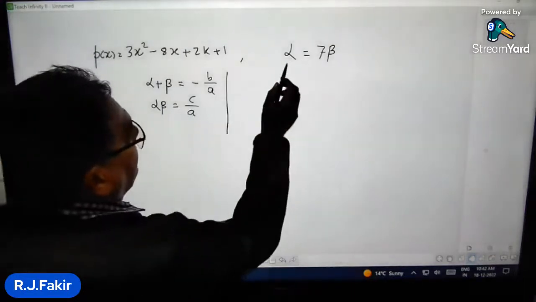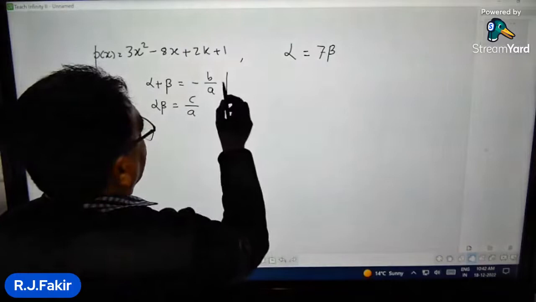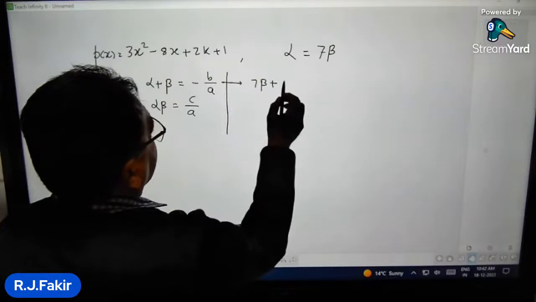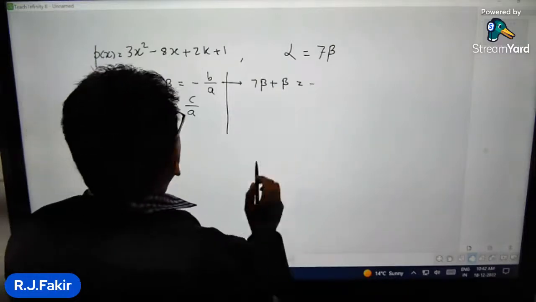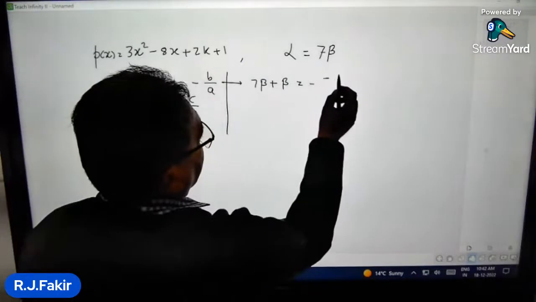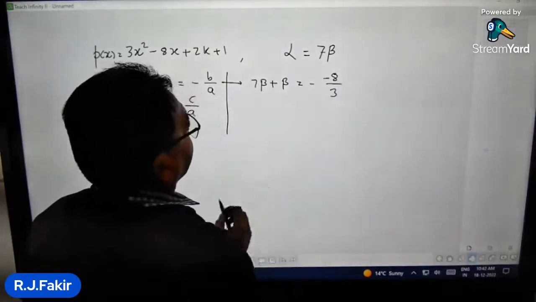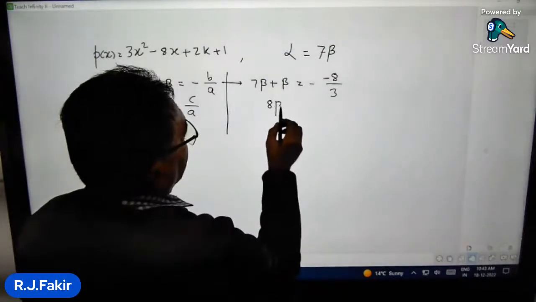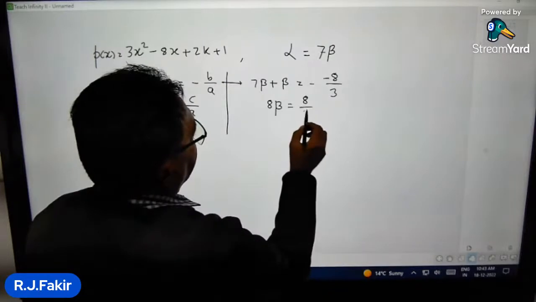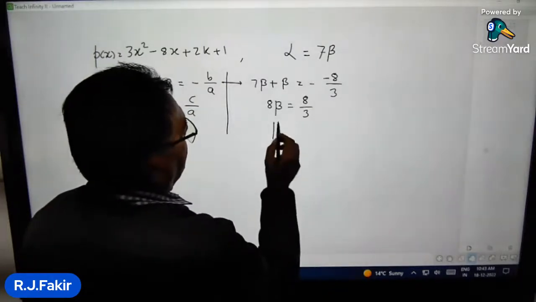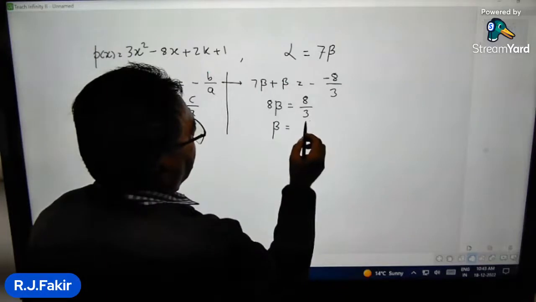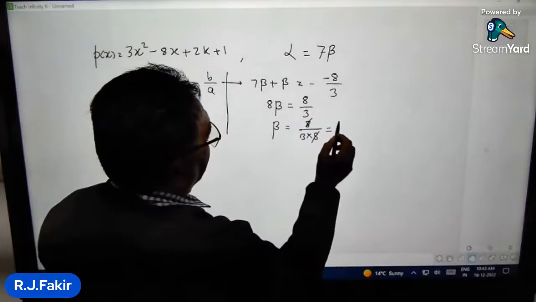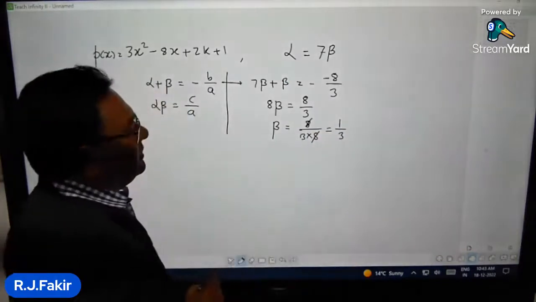Now alpha plus beta, so alpha I can replace by 7 beta. So from this I can say 7 times beta plus beta gives me minus b upon a, which is basically minus 8 by 3. So this will be 8 times beta equal to 8 by 3, or beta will be 8 by 3 into 8. So this will be cancelled out, and we now get beta as 1 by 3.